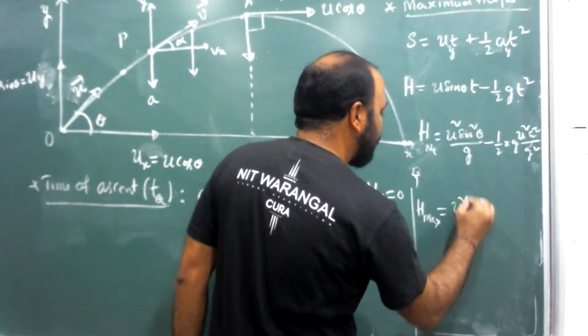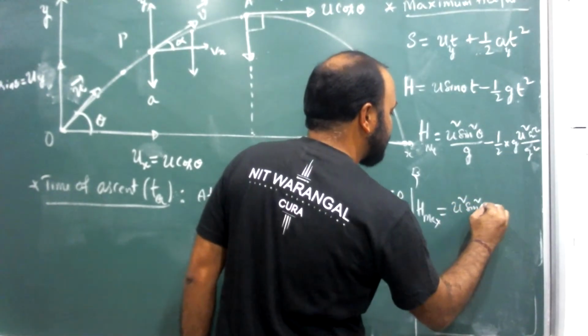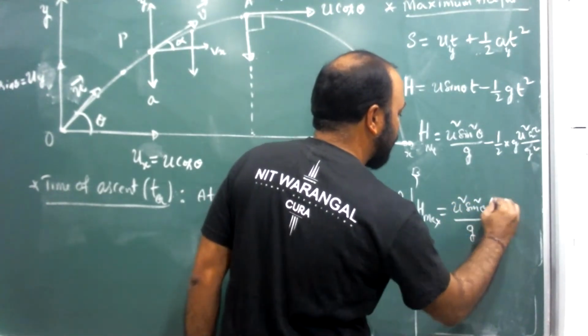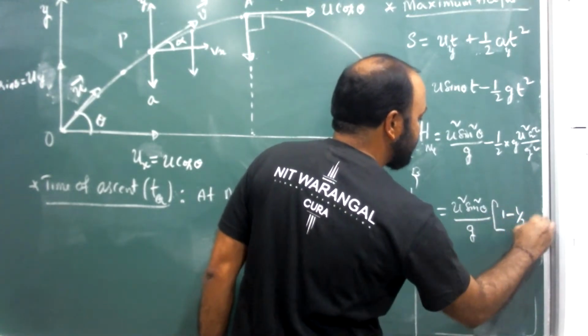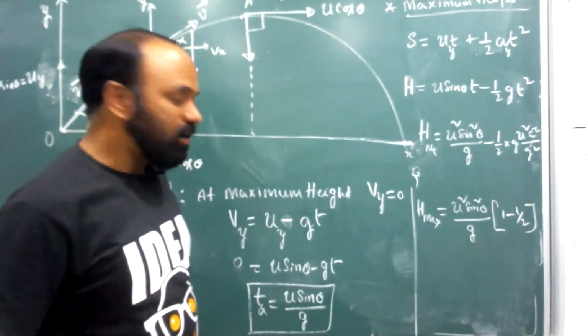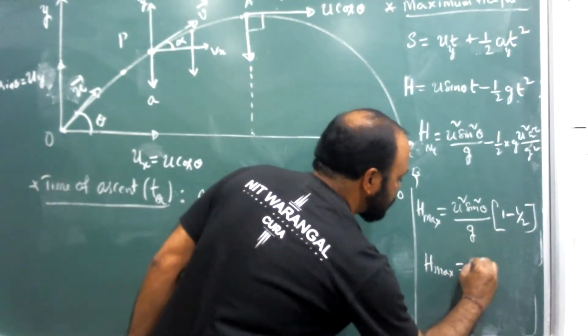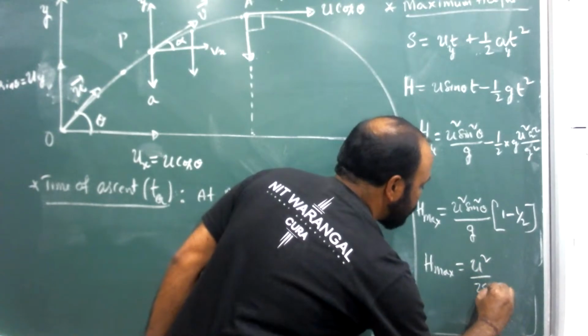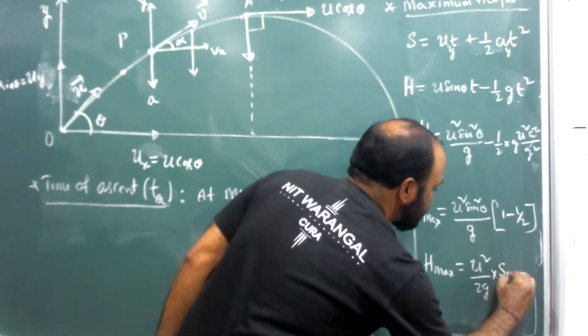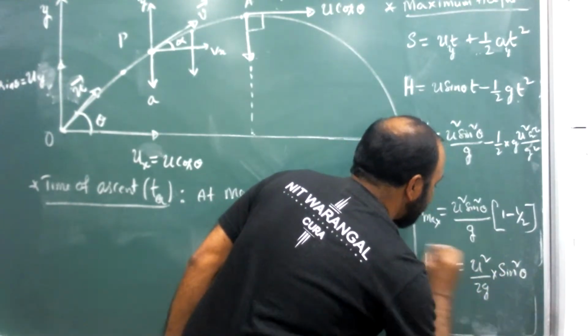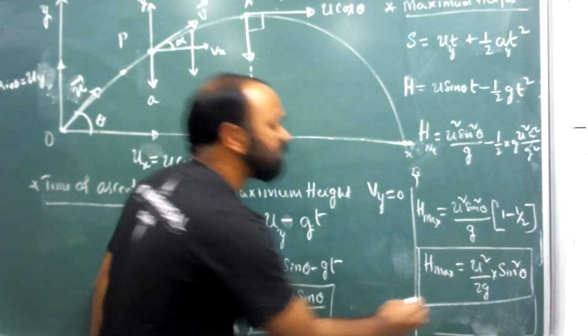If you take u square sin square theta by g common, it becomes 1 minus 1 by 2, which is half. H maximum is equal to u square by 2g into sin square theta. This is the formula when it is a projectile motion.